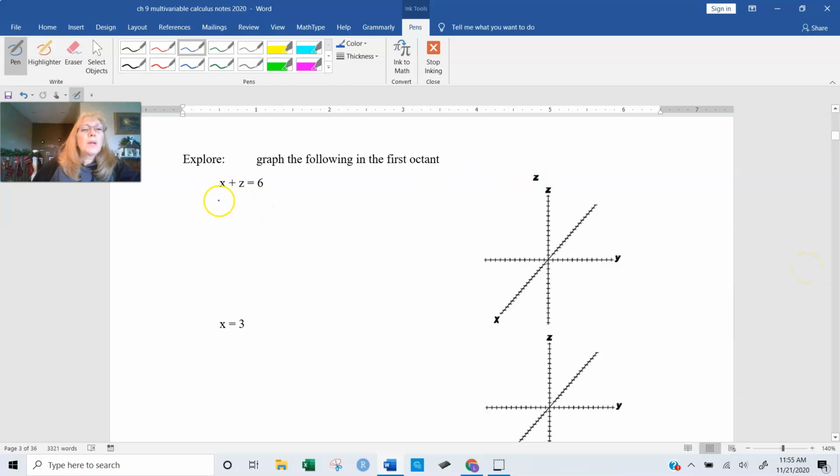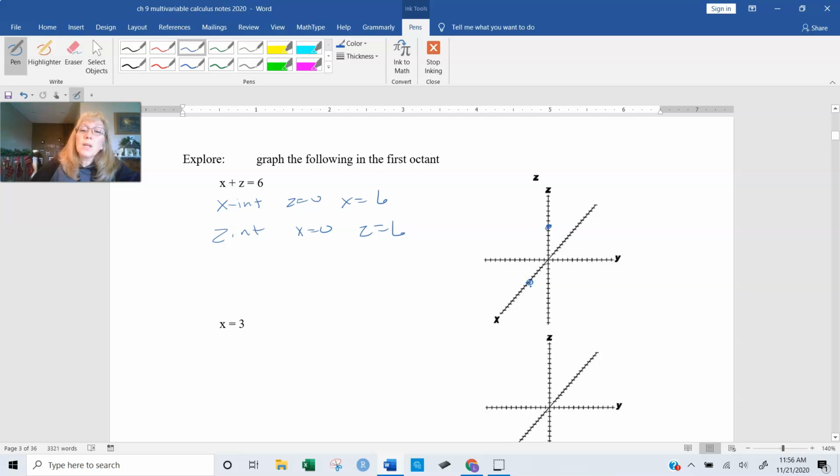So the first one, I want to find the x-intercept. So we let z equal 0, which means x equals 6. So we got a 6 on the x, and we put our first dot. Now we want to find the z-intercept. So I let x equal 0, which means z equals 6. So I go 6 on the z, and we put our dot.